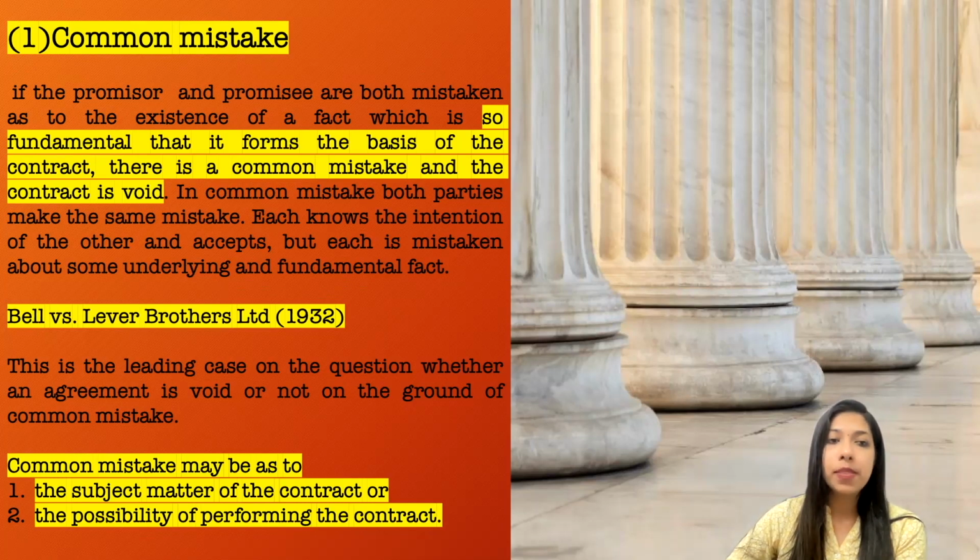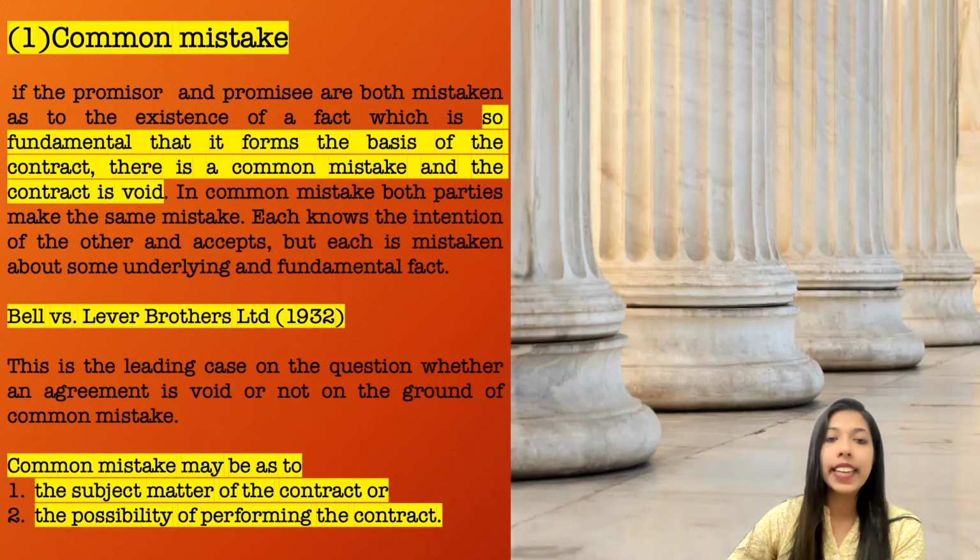In common mistakes, both the parties make the same mistake, and each knows the intention of the other and accepts it, but each is mistaken about something underlying, a fundamental and crucial fact. There is a landmark case law when it comes to common mistake: Bell versus Lever Brothers Limited, 1932.